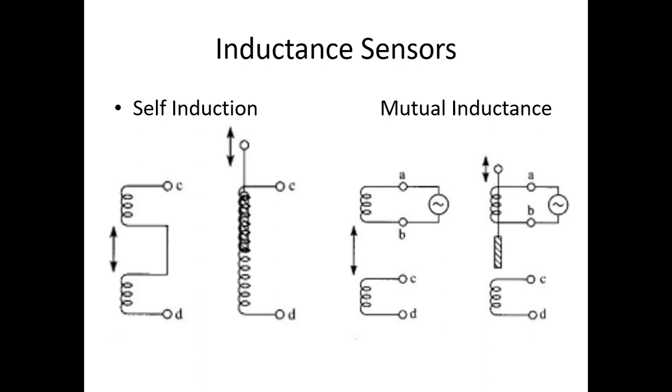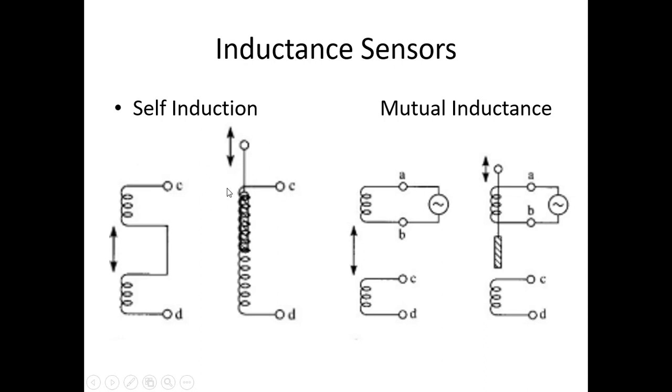From the diagram it is clear that there are two sets of coils connected here. We have one set of coils that can be designed in this particular pattern, and there is a metallic core inside. This part is nothing but the metallic core. By moving this metallic core up and down, it is possible to generate some EMF here.